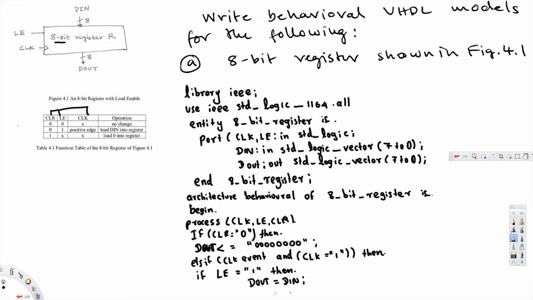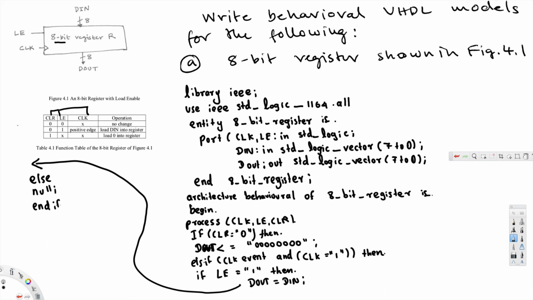Then after that, let's continue here. After that, else null, end if, end process, and end behavioral.